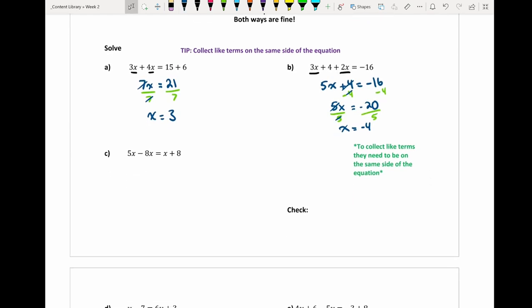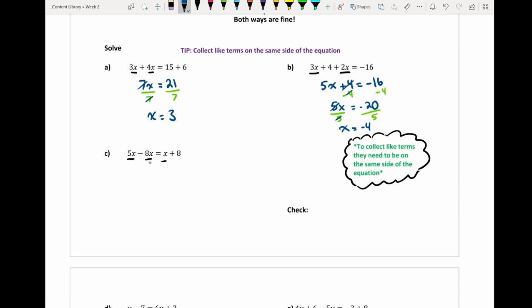Example C. So example C is a little bit different because I can see that I have multiple variable terms. However, one of them is on the other side of the equal sign. And we can see this note over here that I'll kind of put in black to highlight it. To collect like terms, they need to be on the same side of the equation. So I can see that I can collect some terms already.